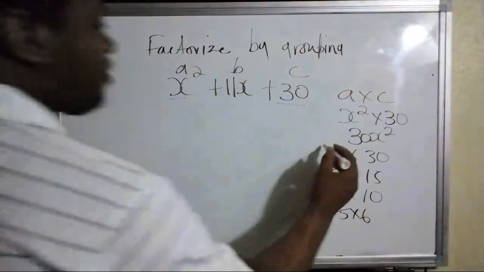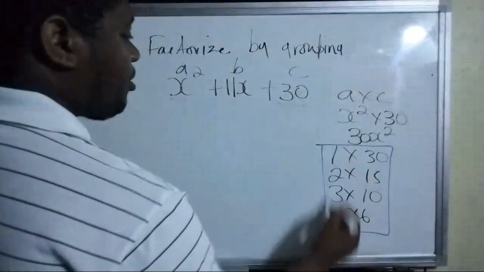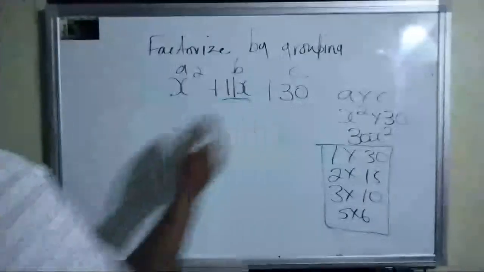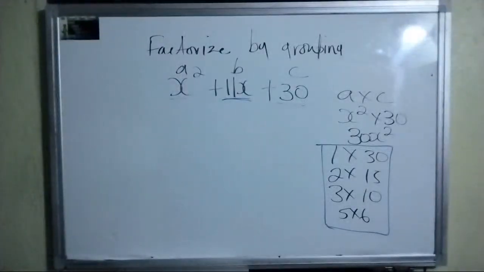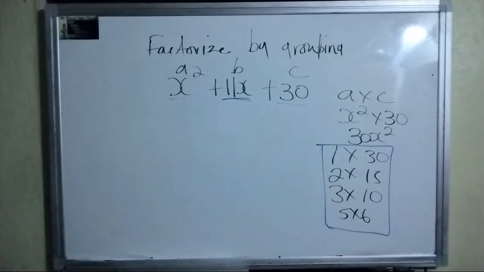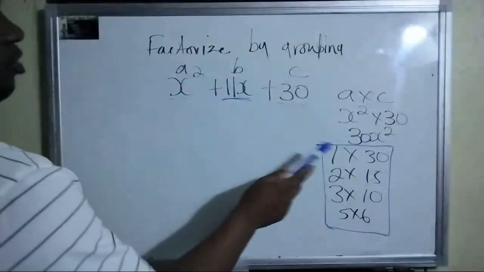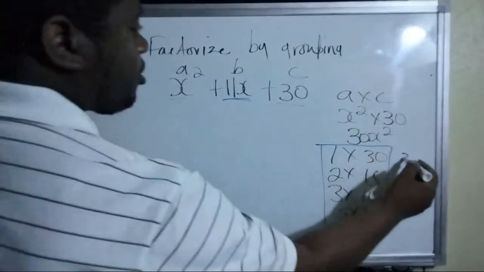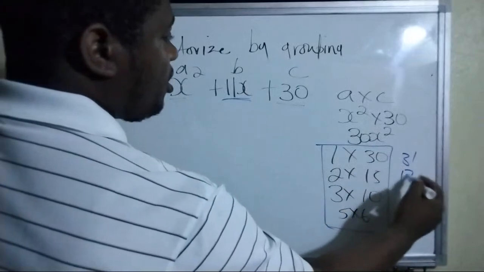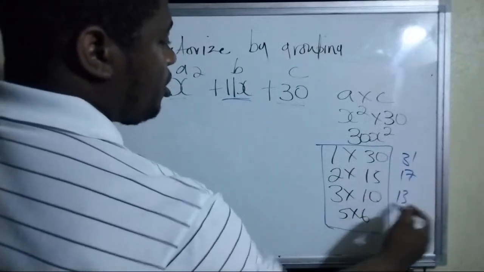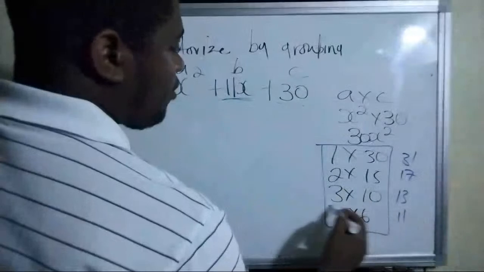We want to investigate and see which of these pairs can give us 11. We have to manipulate it, whether addition or subtraction. We are going to manipulate it and see which one can give us 11. 1 plus 30 is 31, 2 plus 15 is 17, 3 plus 10 is 13, 5 plus 6 is 11. So we have a winner.